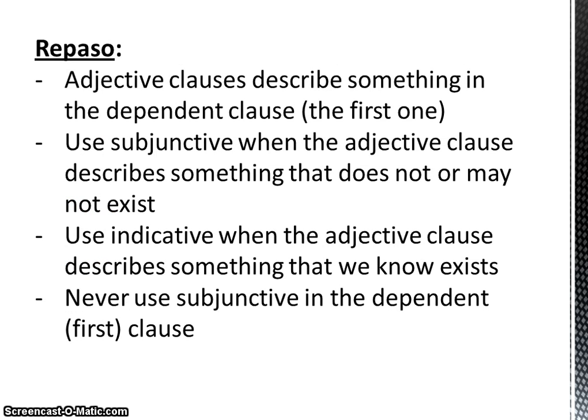So, here's your review. Remember that adjective clauses describe something in the dependent clause, the first clause. We use the subjunctive when the adjective clause describes something that does not or may not exist. We use the indicative when the adjective clause describes something that we know exists. And we're never going to use the subjunctive in the main clause.